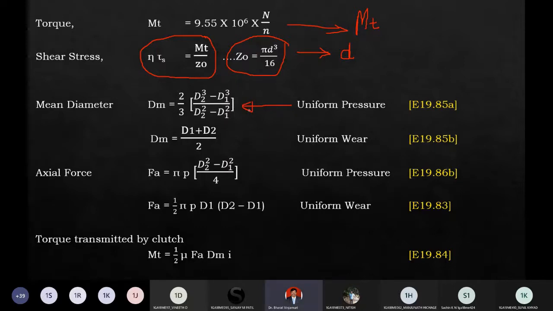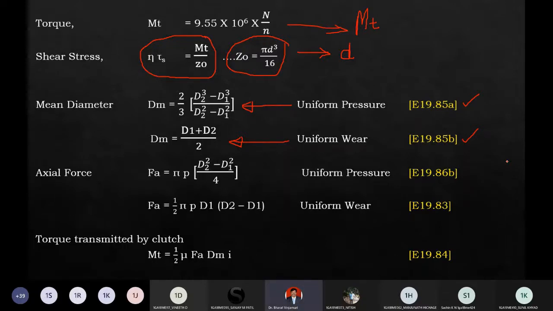Now in the uniform wear condition, this is the uniform diameter. Don't waste your time by-hearting these equations. You use the equation numbers 19.85a and 19.85b from the data handbook. So you have these two equations, 19.85a and 19.85b.